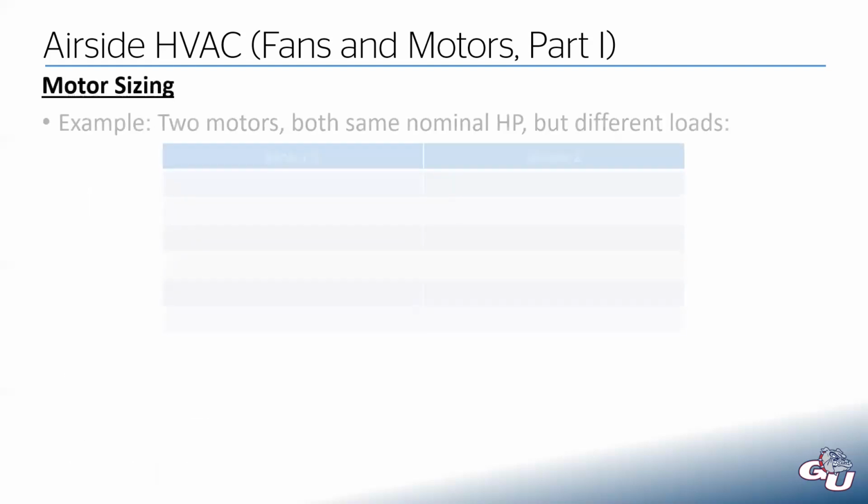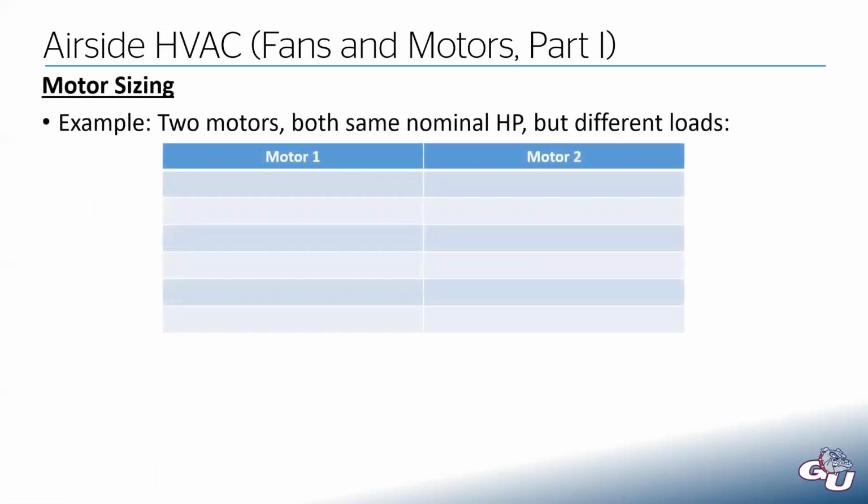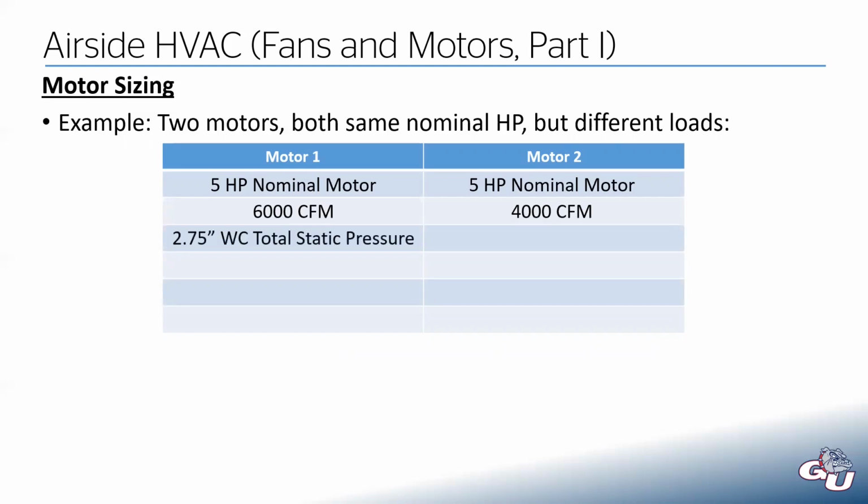To illustrate this, let's say we have two motors. They're both the same nominal horsepower, but they are serving different loads. Motor 1 and motor 2 are both 5 horsepower nominal motors. But the first motor is moving a fan that is moving 6,000 CFM of air. The other one is moving 4,000 CFM. So the first motor is moving 50% more air, and it's also moving it at more static pressure: 2.75 inches versus 1.75.